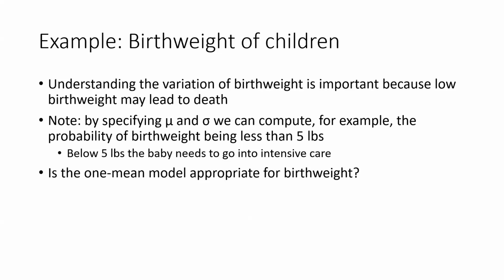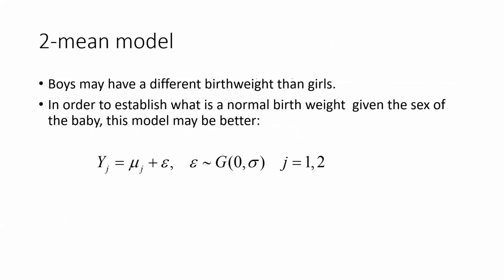So do we need a one-mean model, just one mean for all the babies? Or are the boys heavier than the girls, or vice versa? And do we need a two-mean model? So two-mean would be, if I have two of these equations, y_j equals mu_j plus epsilon, where j has an index 1 or 2, and there's one separate for boys and one for girls.